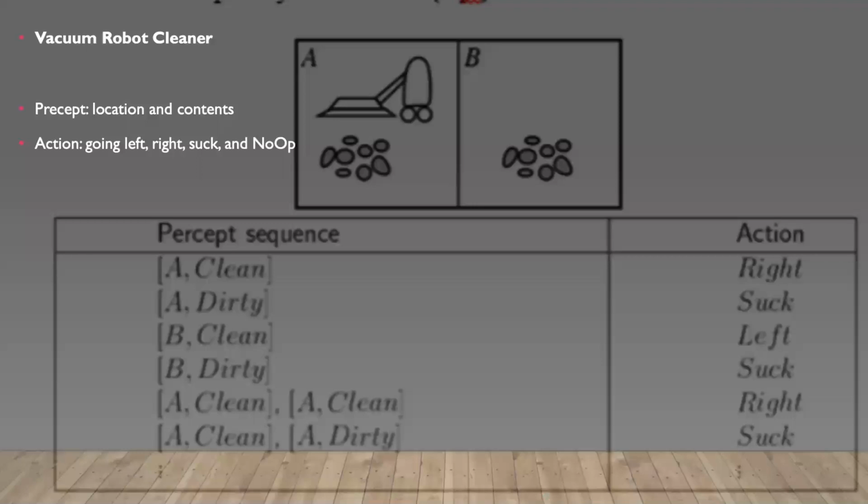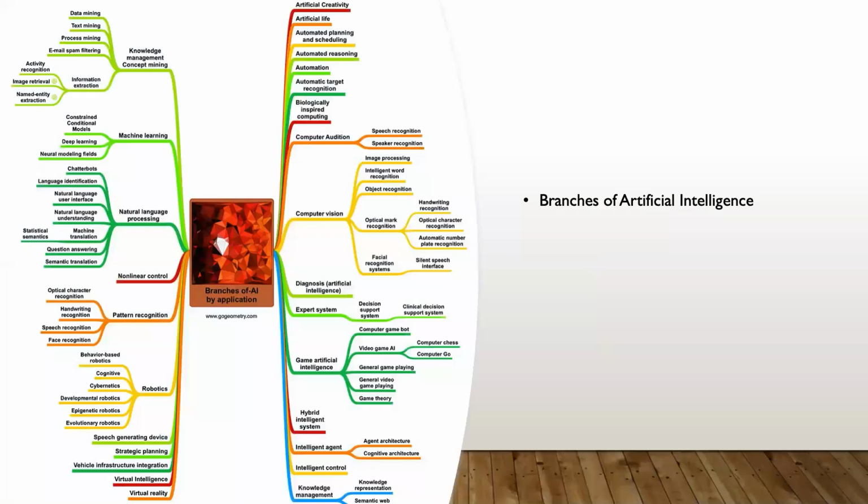A robot cleaner, a vacuum robot, has a simple agent function. Percept is location and contact. Action is going left, right, suck, and no-op, which means everywhere is clean and done. Environment is known a priori. Artificial intelligence has branches, and robotics is one of the branches of artificial intelligence, which I will talk about later.